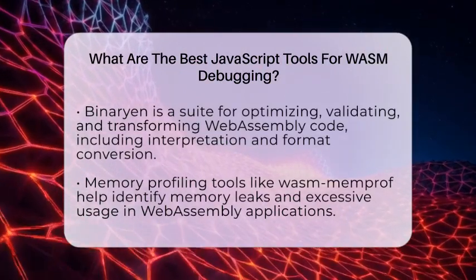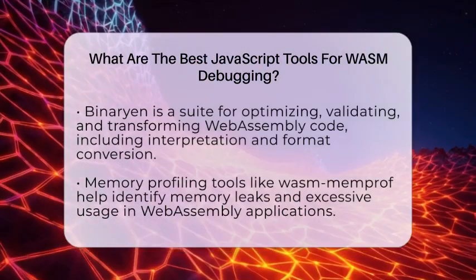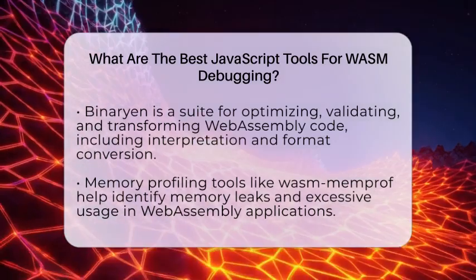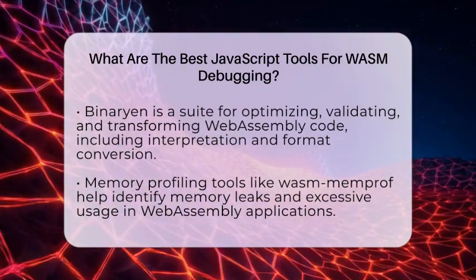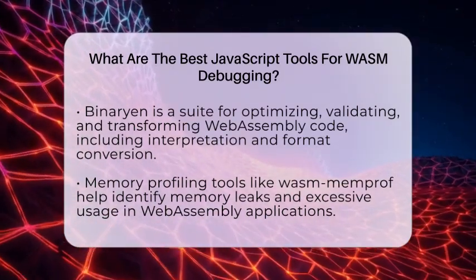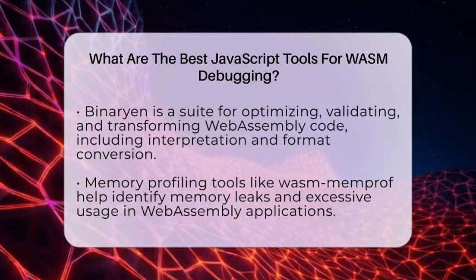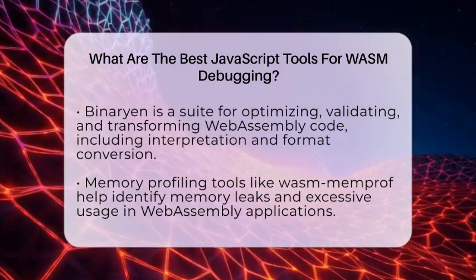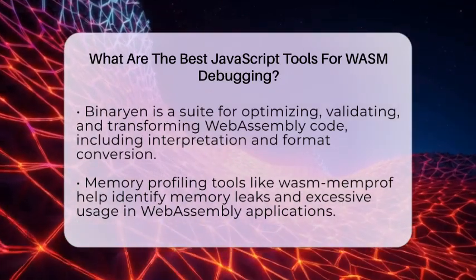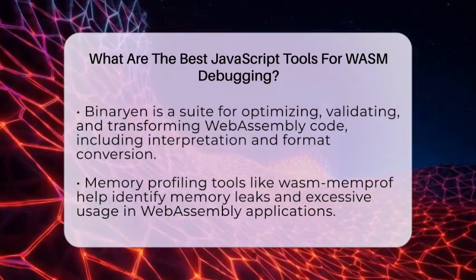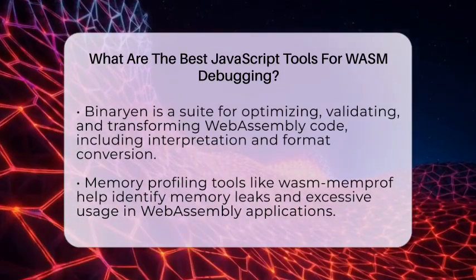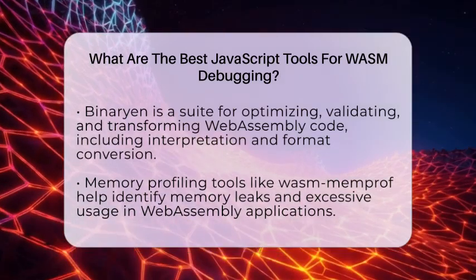Binaryen is another useful tool. It offers a suite for optimizing, validating, and transforming WebAssembly code. It includes an interpreter and can convert WASM to other formats or back. This makes it easier to analyze and manipulate WebAssembly binaries during development. Memory profiling tools like WASM Memprof help you understand how your WebAssembly application uses memory. They can detect leaks or excessive usage, which is key for improving performance in complex projects.